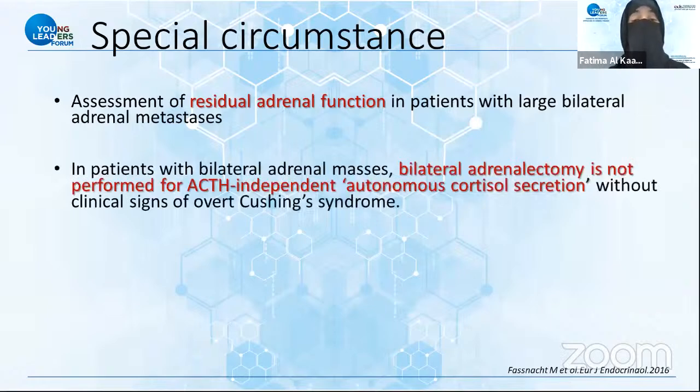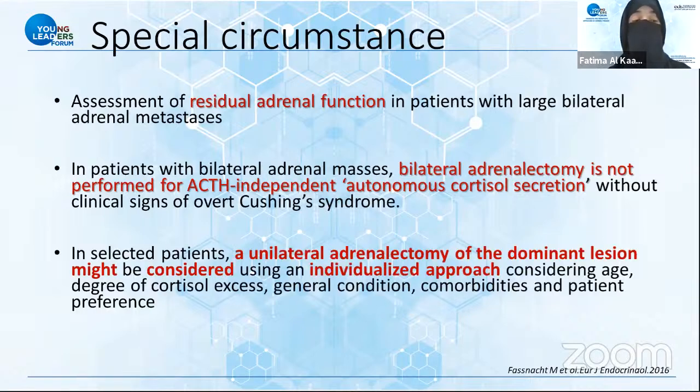And almost all guidelines don't recommend bilateral adrenalectomy for patients with autonomous cortisol secretion without a clinical sign of overt Cushing syndrome. In selected patients, unilateral adrenalectomy of a dominant lesion is considered using an individualized approach: the degree of cortisol excess, the general condition of the patient, the comorbidity, and the patient preference.